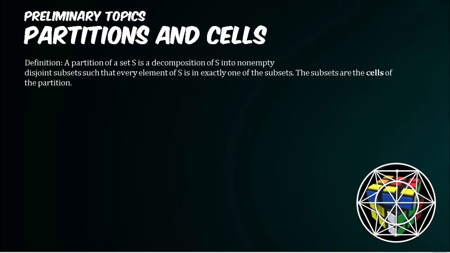This definition is self-explanatory. We have to make sure that the partitioning creates subsets of this set such that the intersection of these subsets is the null set. That's another way of saying that the subsets are disjoint.